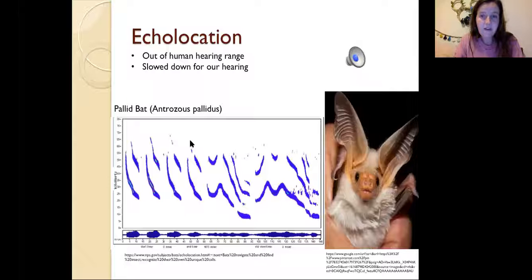But in terms of bats, it's out of our hearing range. We can't really hear that, so we do have to slow that down. So when we slow that down using different detectors, it would sound a little something like this.